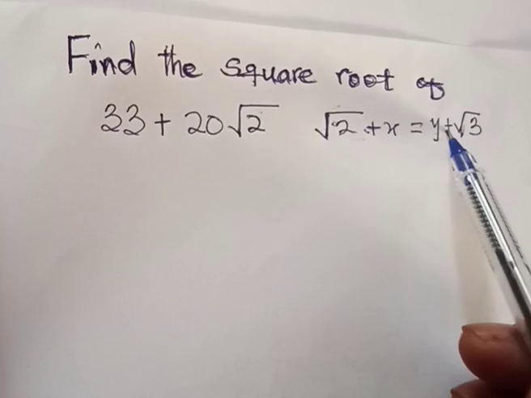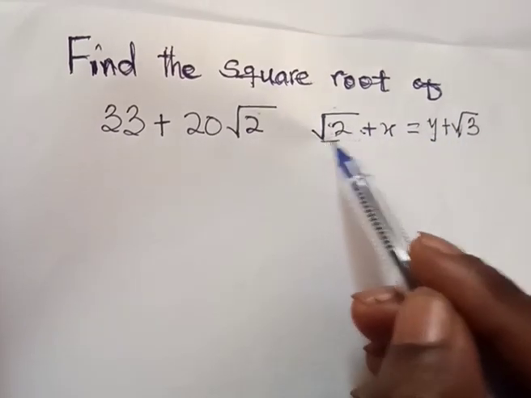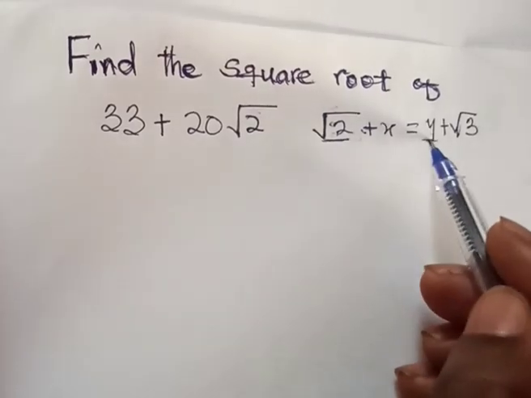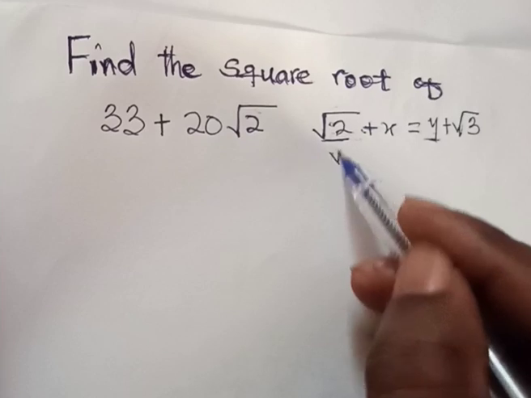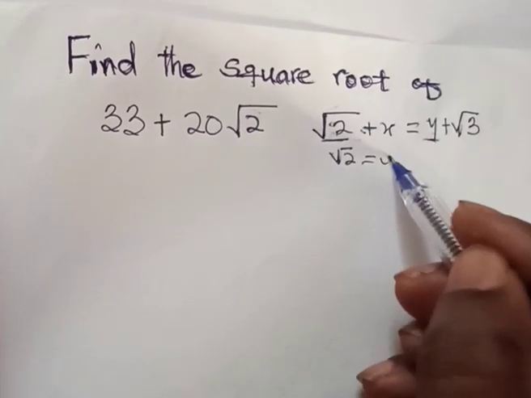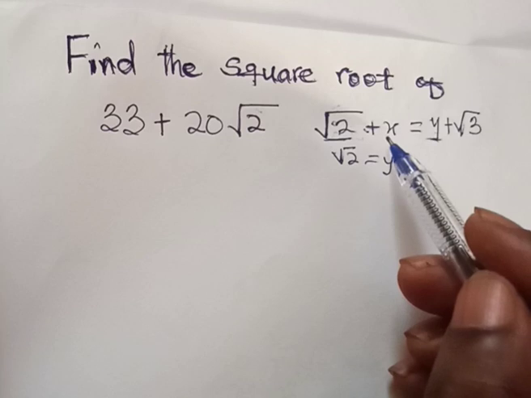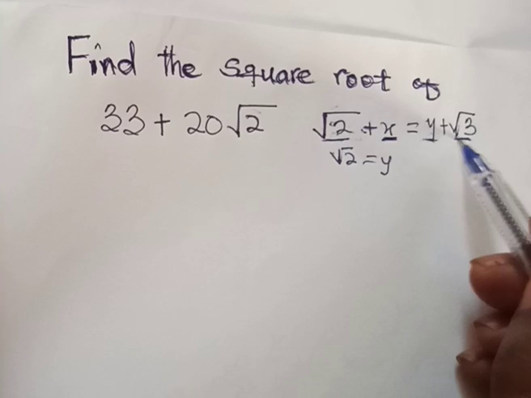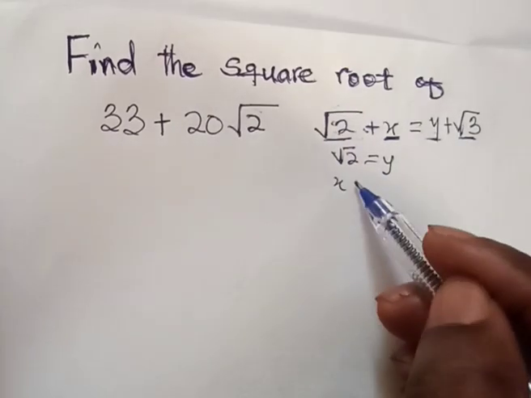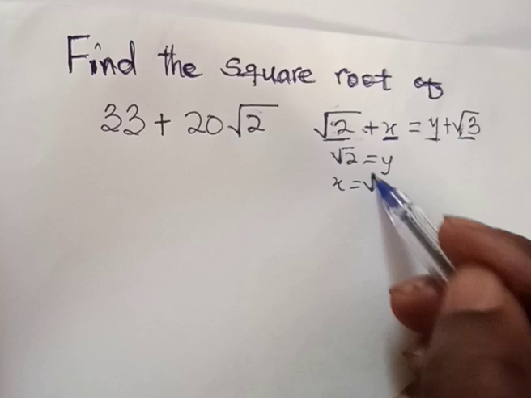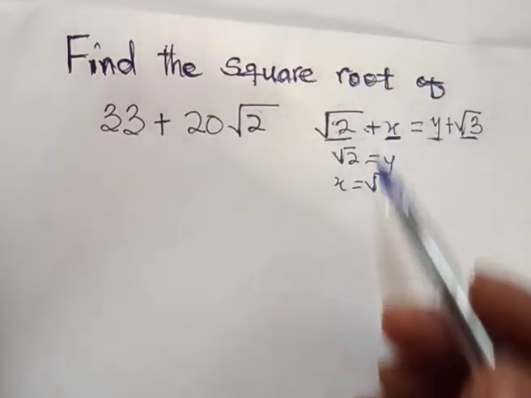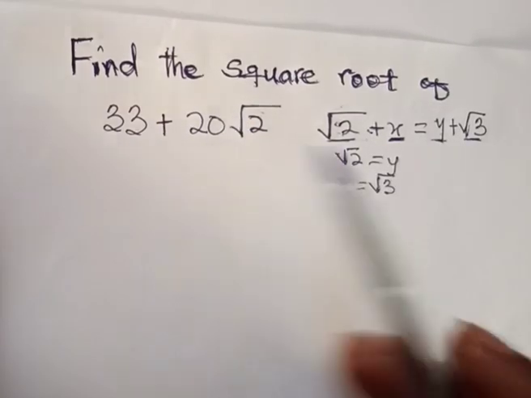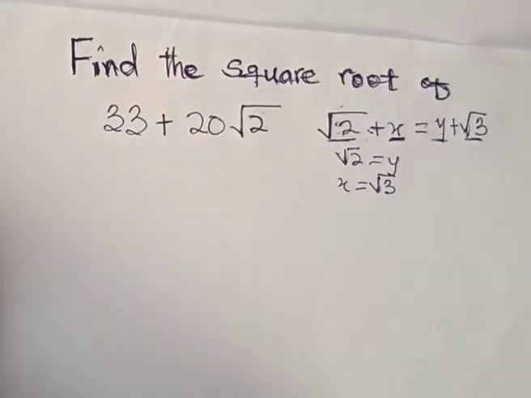So looking at this, you equate the first term at the left side to the first term at the right side. So it means 2 is equal to y. Have you gotten that? After that, you equate the second term at the left side to the second term at the right side. So here x is going to be the square root of 3. And we are going to use this principle to find the square root of this. If you know this, then you can work your way out.